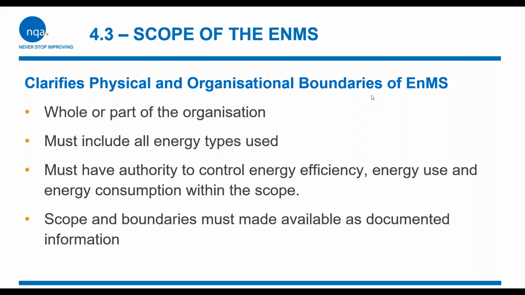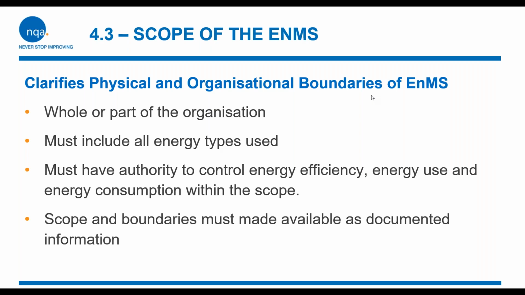So for instance, if you were an organisation that had a site that still ran on coal, you couldn't then say, well, do you know what, we'll leave that site out of scope. So the scope of the system must include all energy types that are used. If you're going to exclude a site, it can't have a unique energy type. So you have to make sure that the scope covers all of the different energy types used.